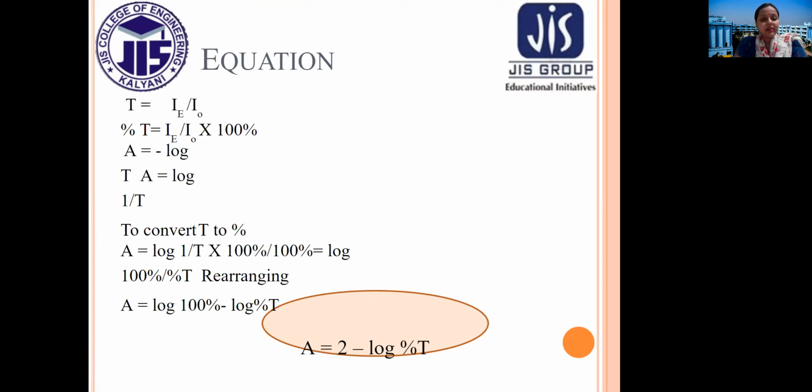Here we have the equation where transmittance is again Is by I0. If we take the percentage, then percentage T will be Is by I0 into 100%. Now, A equals, we know, minus log 10 of T, that is log of 1 by T. To convert T into percentage, we do this percentage multiplication and the ultimate formula becomes A equals 2 minus log of percentage T.